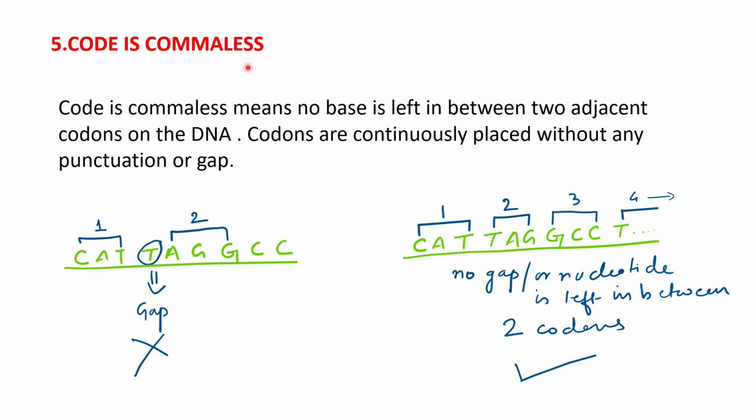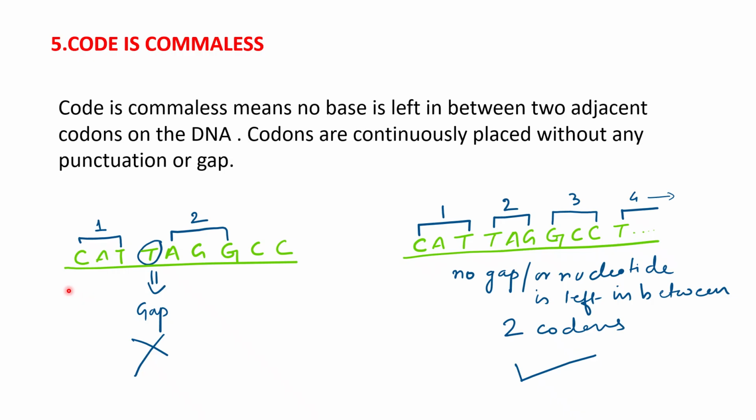Next is code is commaless. Code is commaless means no base is left between two adjacent codons on the DNA. Codons are continuously placed without any gap.